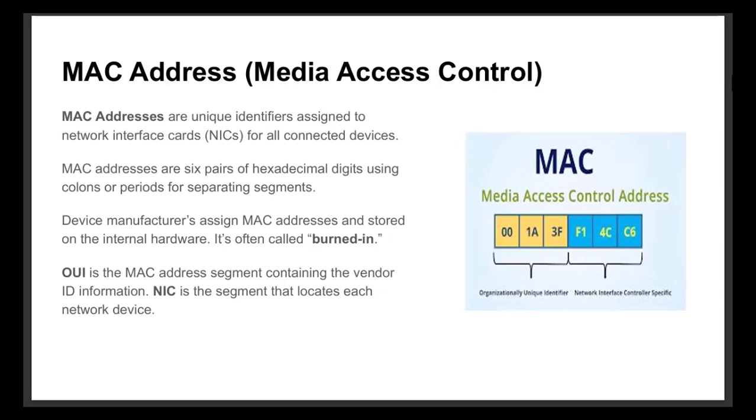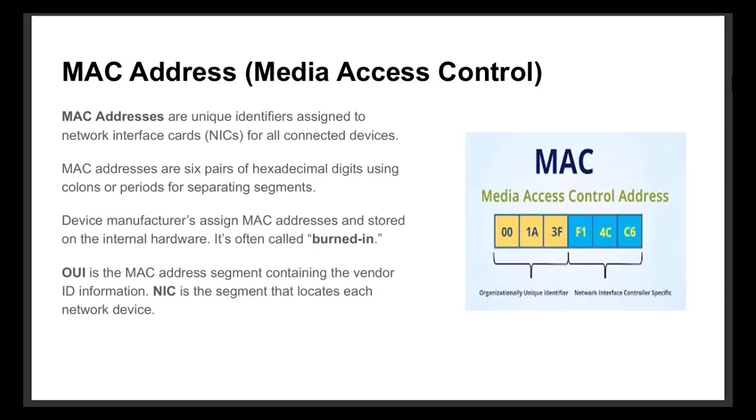Within a MAC address, there are 2 different sections. The first half of a MAC address is what we call the OUI, the Organizational Unique Identifier. This will be the MAC address segment that will contain the vendor identification for distributed MAC addresses. The second part of a MAC address is the NIC, the Network Interface Controller. This is the segment that we use to locate each individual device on our network.